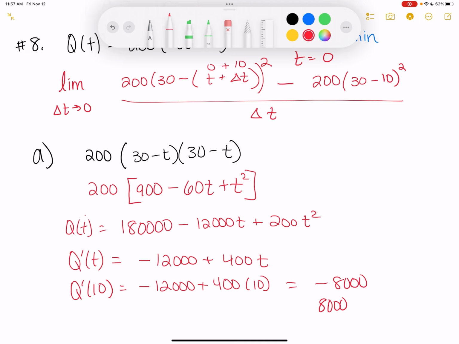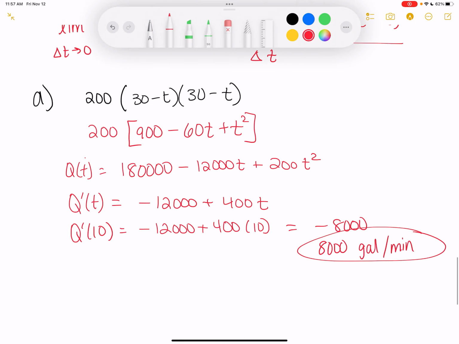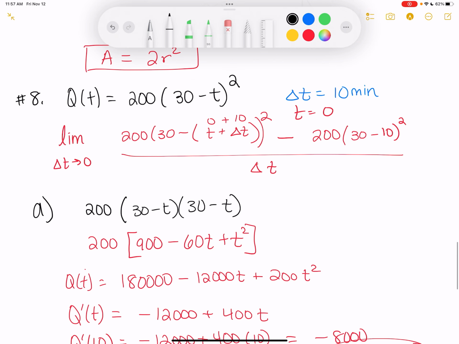And it told us that it was in gallons and then times in minutes. So that's gallons per minute. Okay, so that would be the answer to part A. Now part B is where we need the stuff that I did up top already, or that I kind of set up top.